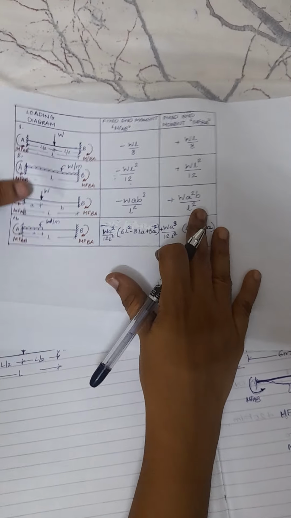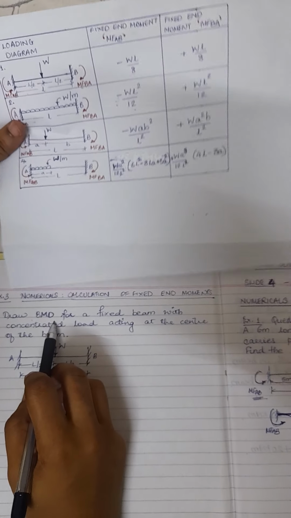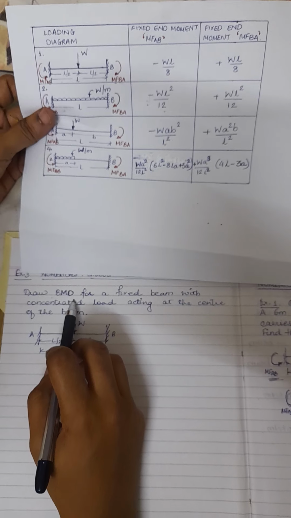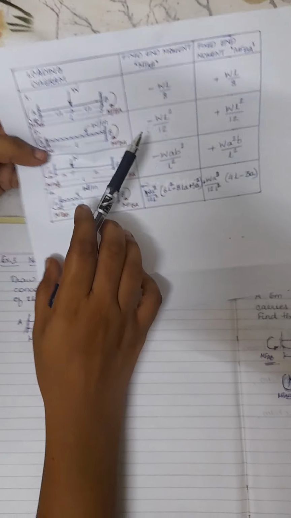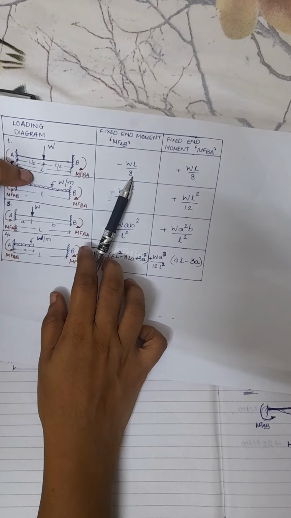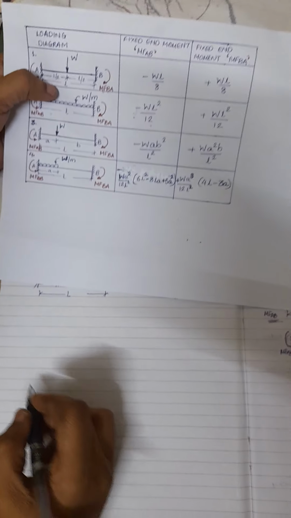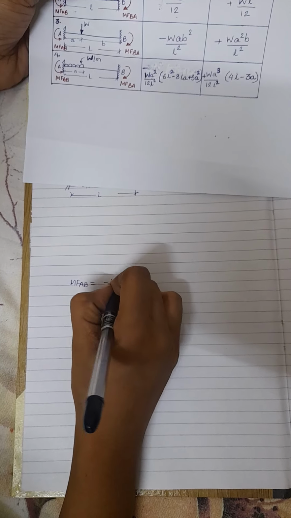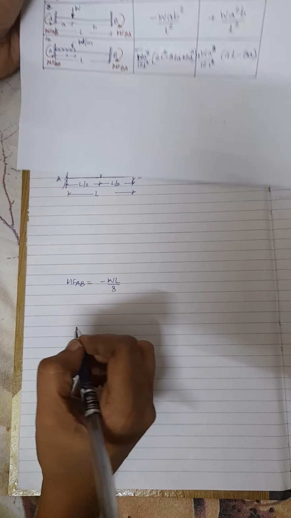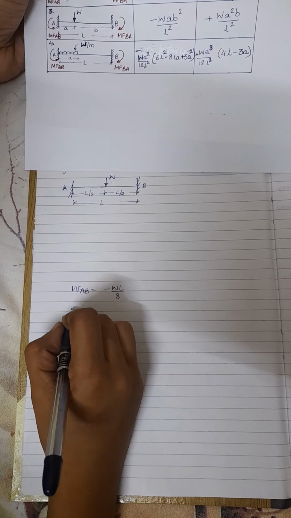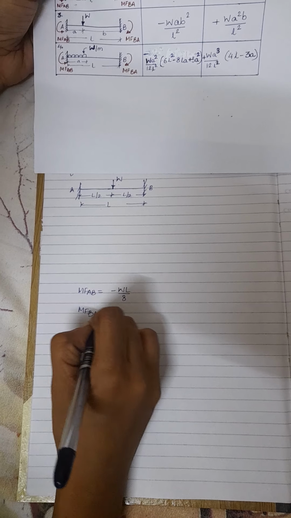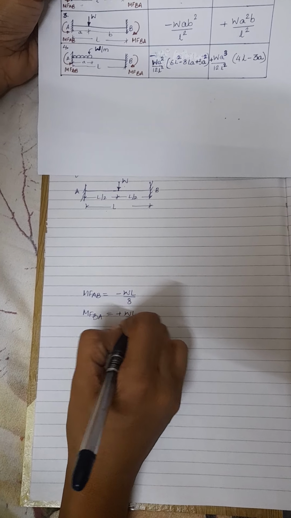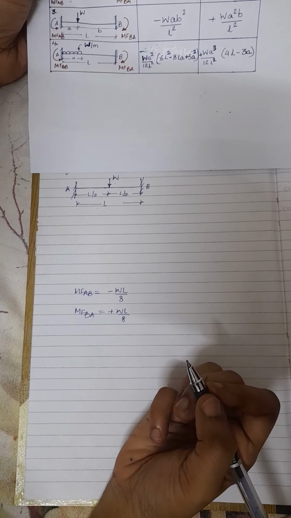We have direct formula here. Okay, what is asked to do? Draw BMD. So if you want to draw BMD, first of all, from this formula, from case 1, we know the value is MFAB is minus WL by 8, and MFBA is plus WL by 8. So how to draw this diagram?